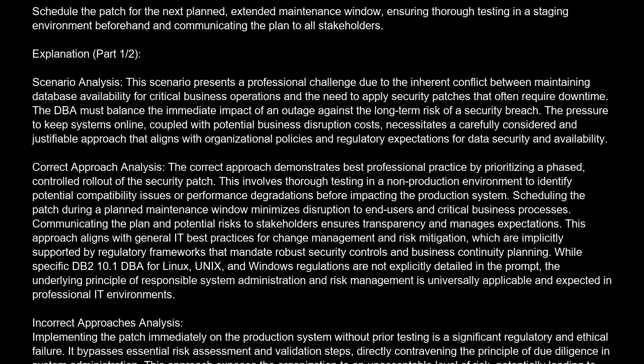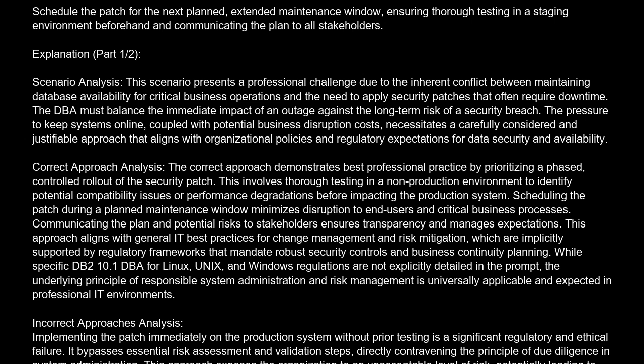This approach aligns with general IT best practices for change management and risk mitigation, which are implicitly supported by regulatory frameworks that mandate robust security controls and business continuity planning. While specific DB2 DBA for Linux, UNIX, and Windows regulations are not explicitly detailed in the prompt, the underlying principle of responsible system administration and risk management is universally applicable and expected in professional IT environments.